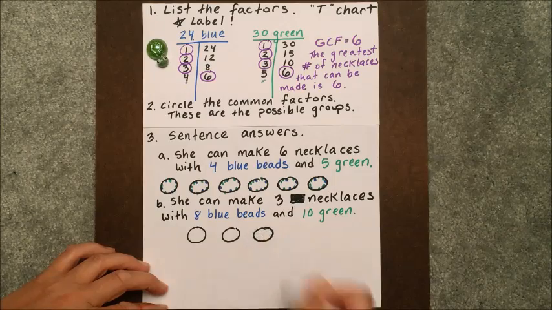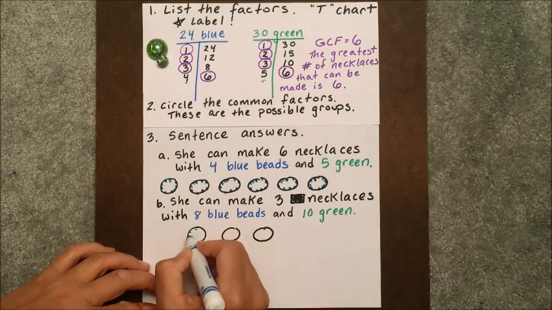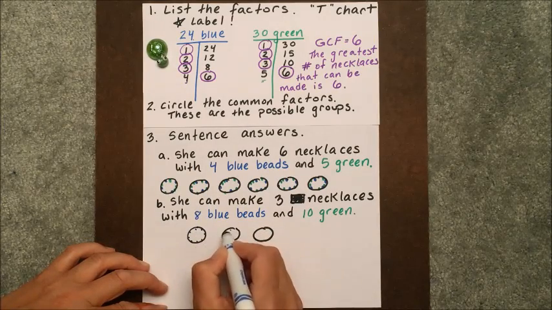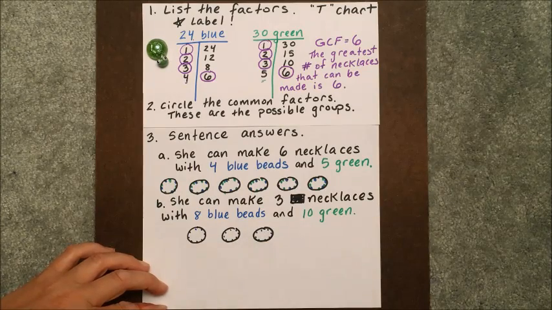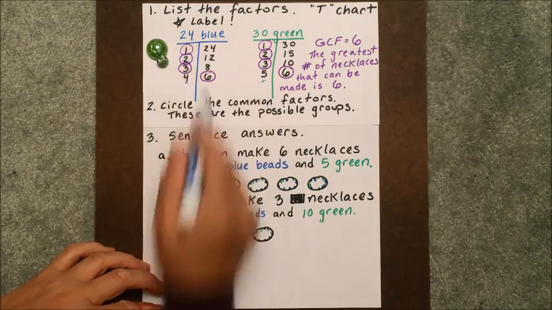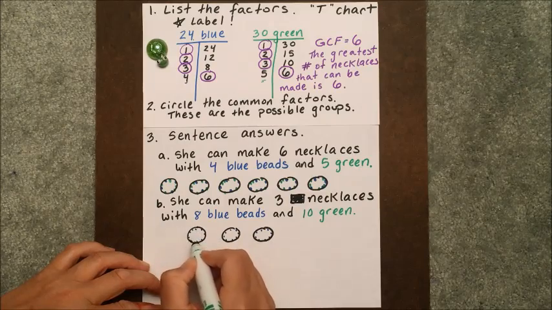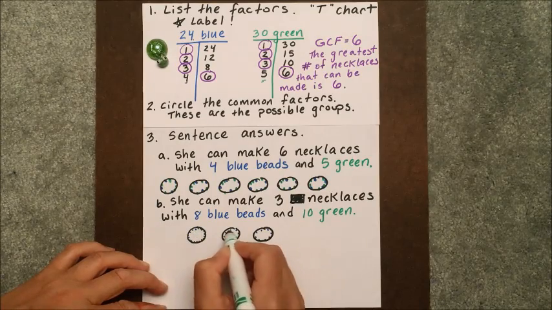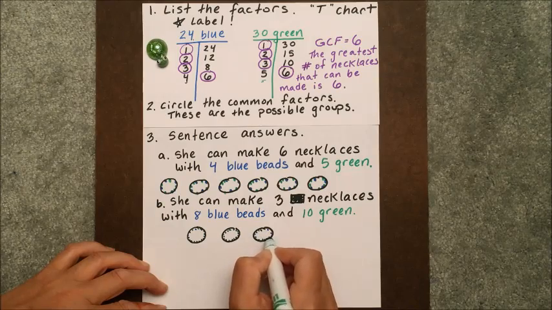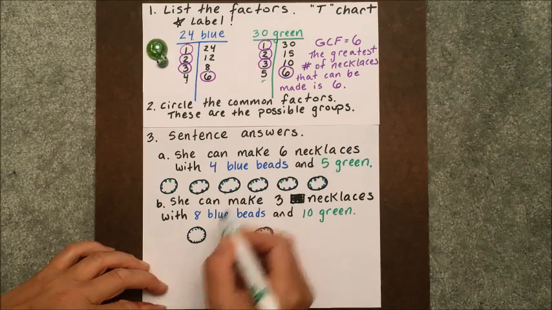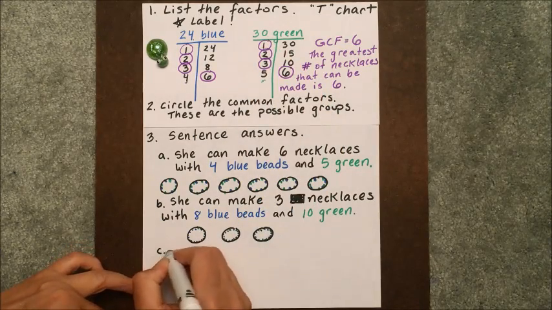So if we draw that out again, our 3 necklaces with the 8 blue beads and 10 green beads, we will see that we can evenly divide those up and use up all of the beads on all of the necklaces. So sometimes drawing a picture can help you understand what the numbers are. Sometimes you can do it all in your head, which is fine.